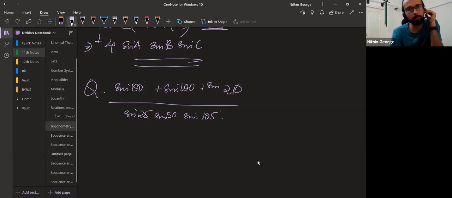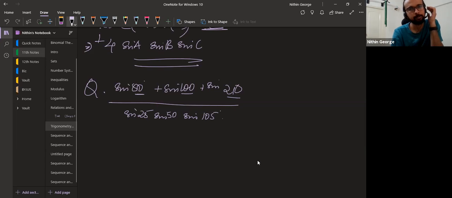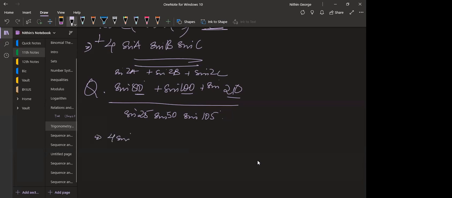Okay, guys, what do these angles add up to? 180. Check. Those add up to 360. This is sin 2a plus sin 2b plus sin 2c, where a plus b plus c is adding up to 180. So if you check the denominator also, you'll see they add up to 180. So here, this is sin 2a, this is sin 2b, this is sin 2c. When I add them up, what do I get? 4 sin A sin B sin C. Is the answer 4? Exactly.